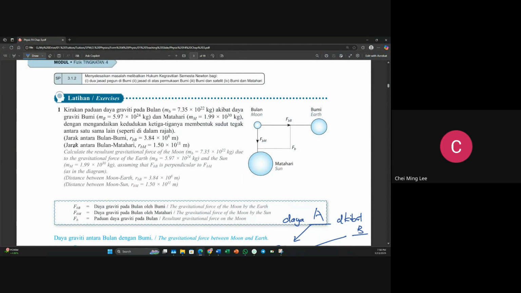All right. Calculate the resultant gravitational force on the Moon, given the mass of the Moon, due to the gravity force of Earth, the mass of Earth, and the Sun, the mass of the Sun. Assume that the force between the Moon and Earth is perpendicular to the force between the Moon and Sun. This is the distance between Moon and Earth and Moon and Sun.